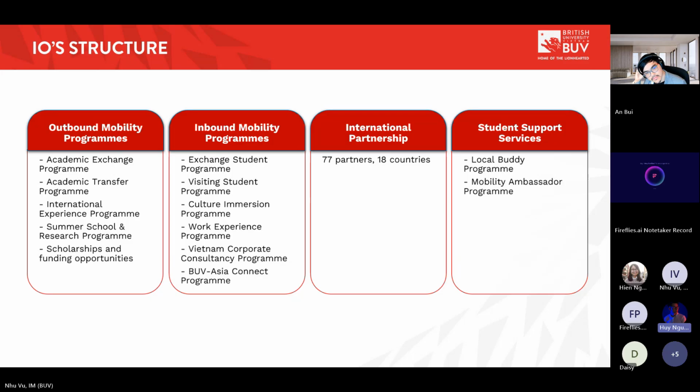And besides that, we want to highlight the partnership where we've got some partners from some countries around the world, and there will be some support services for students, for international students coming to Vietnam. So which are local buddy and mobility ambassador. So overall, this is our structure. One point there.